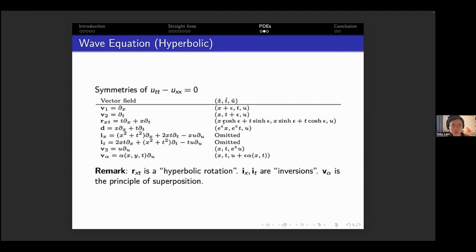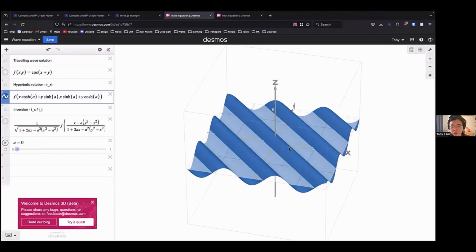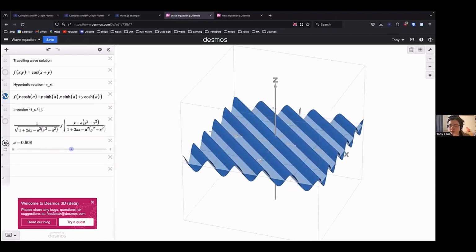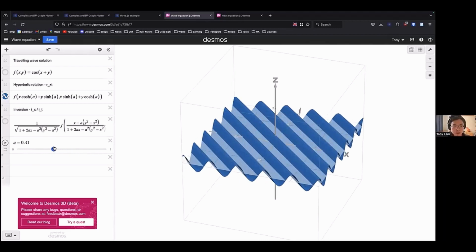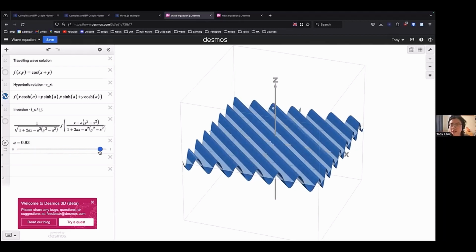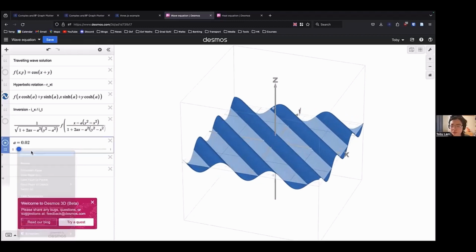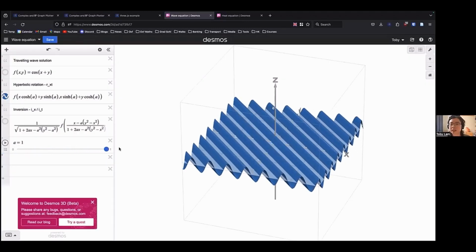So let's see this again in a real example. Here's the wave equation. This is some solution to the wave equation. X is position, Y is time, Z is amplitude. If we apply this hyperbolic rotation, we see that we're decreasing the wavelength and also increasing the frequency at the same time. So the velocity is preserved under this symmetry, which is to be expected. So that's how the hyperbolic rotation is acting on it.